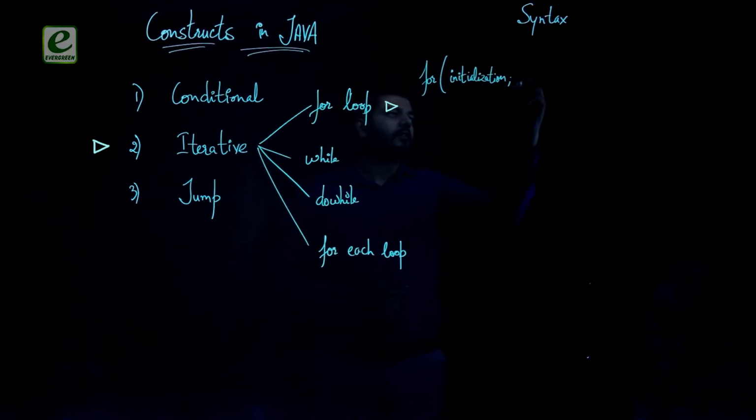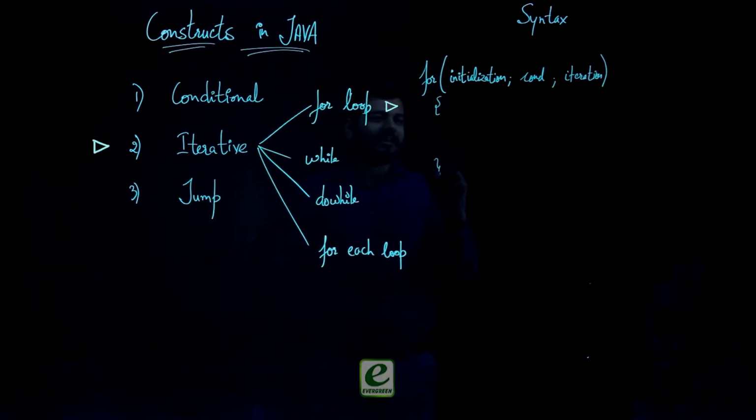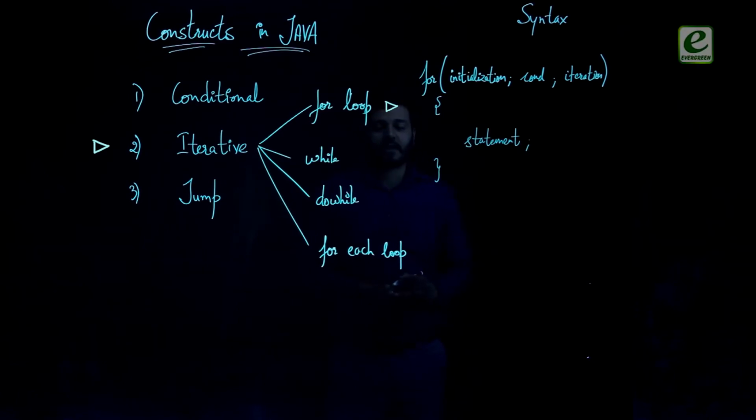Initialization, condition, and iteration. No problem. And then the statement. There can be a number of statements here. No problem. Now let's understand how a for loop works.